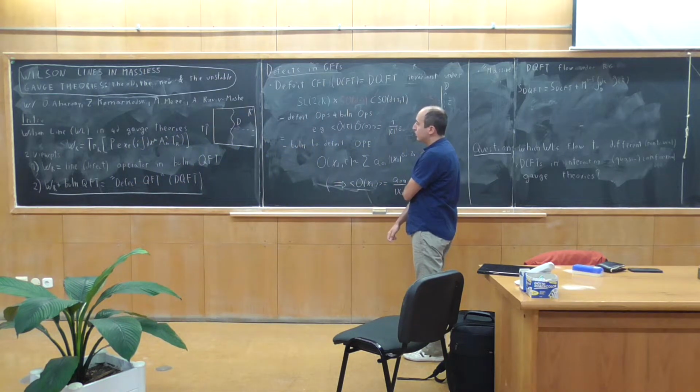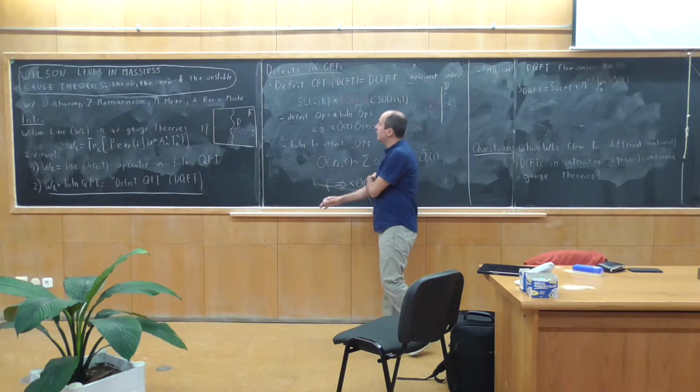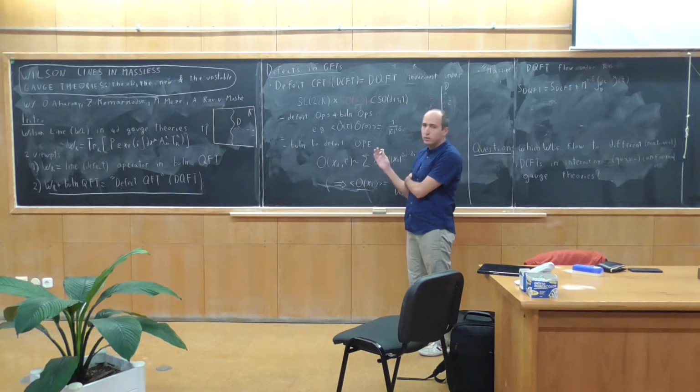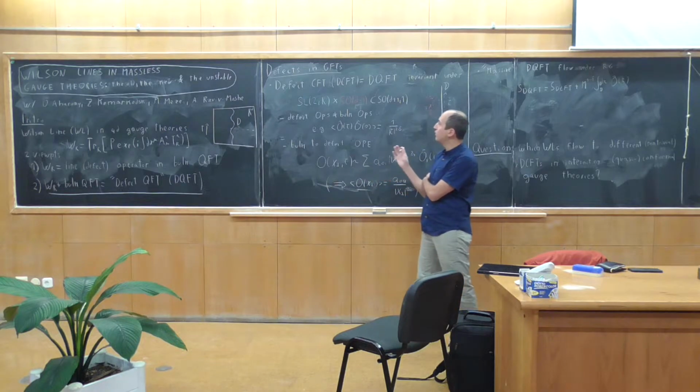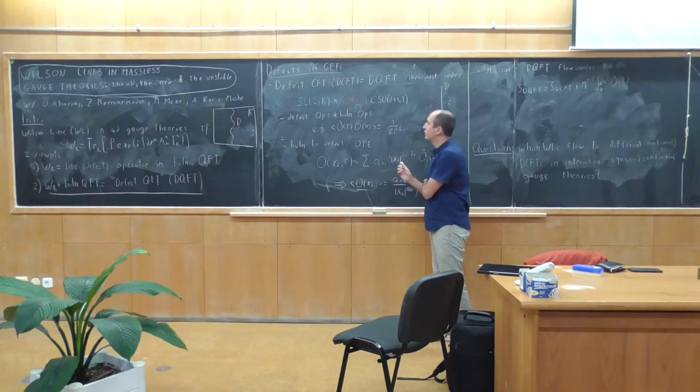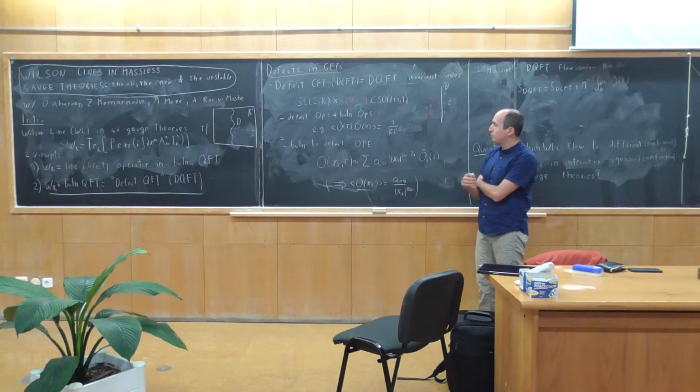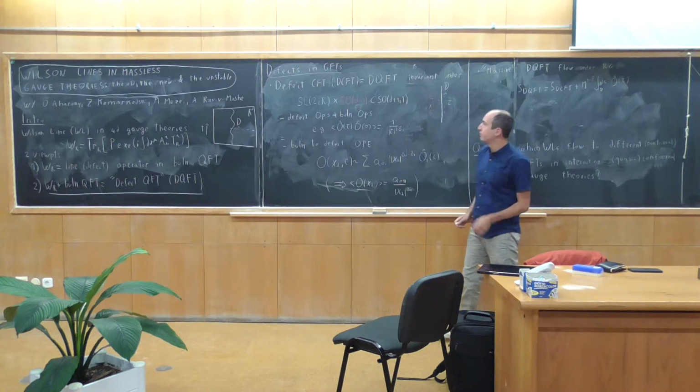Okay, so the reason why I'm introducing this is because I want to revisit some old questions about Wilson lines and nuclei from the viewpoint of defects in conformal field theories. So let me give you a very quick overview.